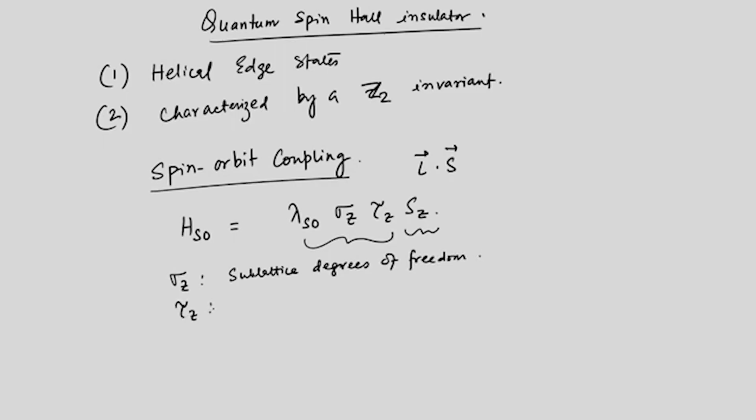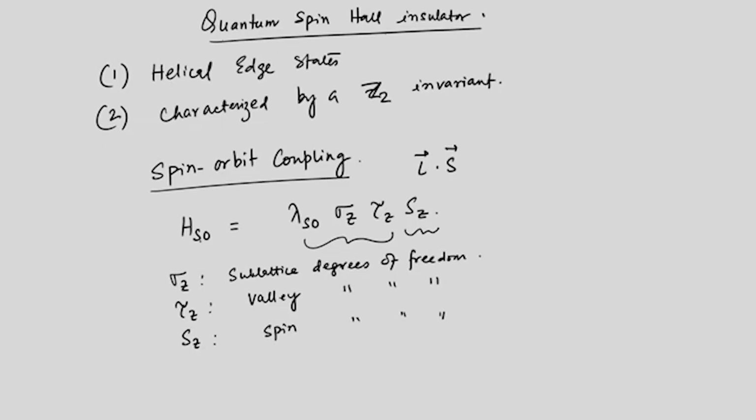Tau z is a valley degree of freedom, and s z is the real spin. So, spin degree of freedom. So, s z equals plus or minus 1 for a spin half particle.